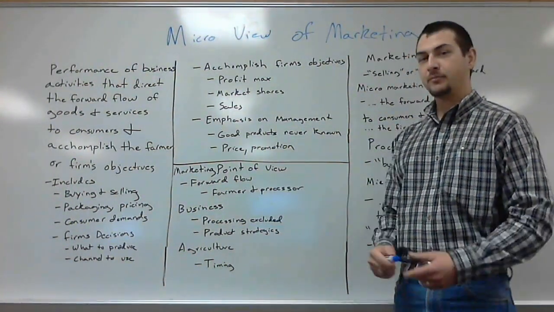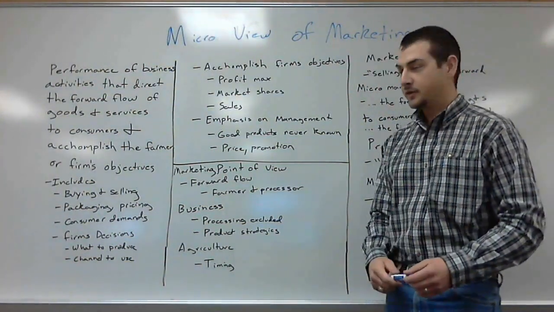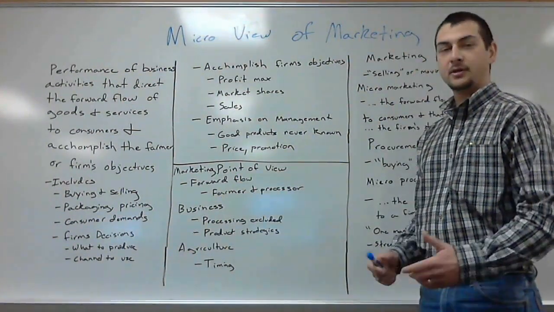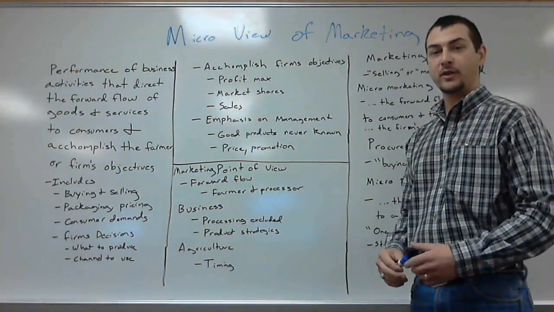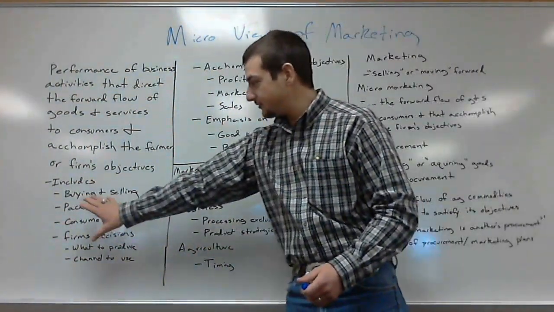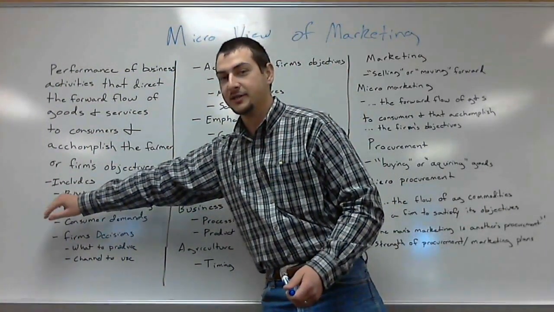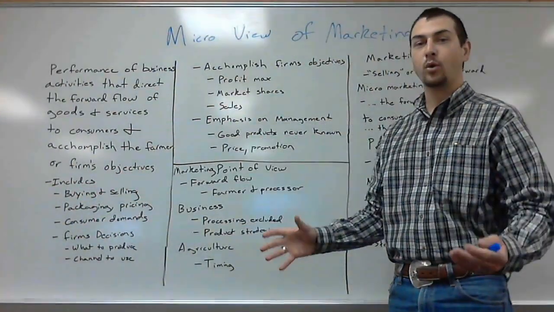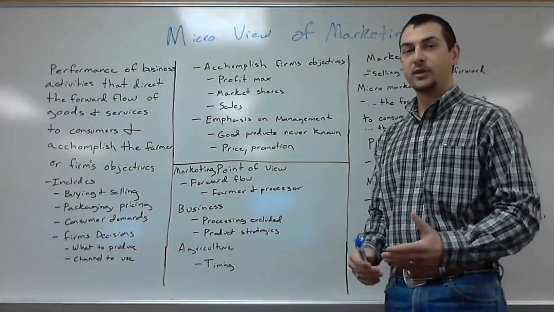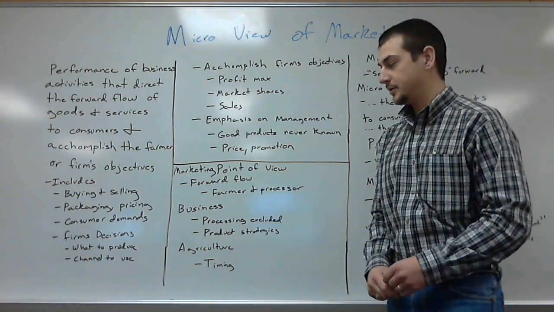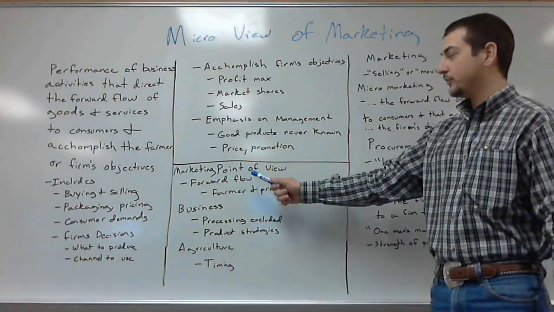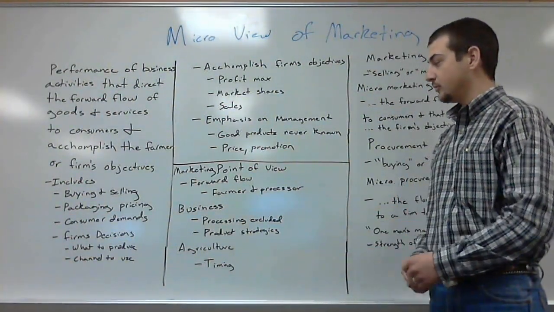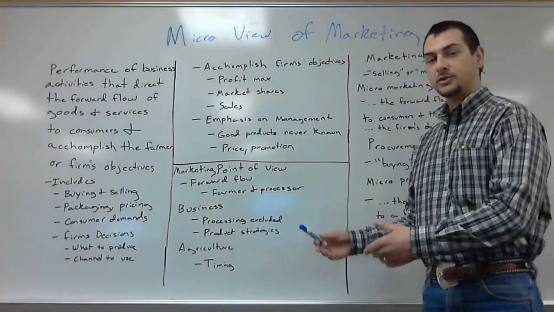So whenever we talk about the marketing point of view, it's important that you note that we are talking about the forward flow, from the farmer to the processor. If you remember back in the macro view of marketing video, we had that diagram that showed how we went from the input supplier to the processor, all the way over to the consumer. And that was that marketing channel, that forward flow of agricultural products. And we even said that the products move left to right. So when we talk about the marketing point of view, it's important that we talk about the forward flow, and it goes from the producer to the consumer, or from the farmer to the consumer.